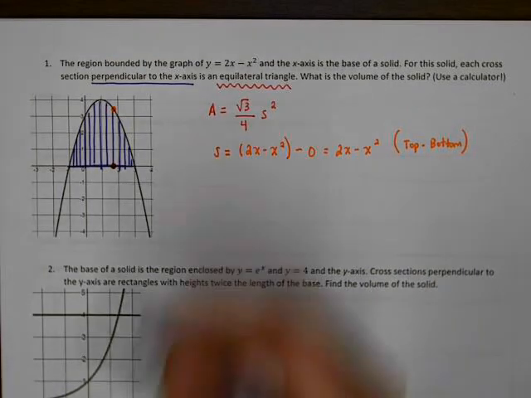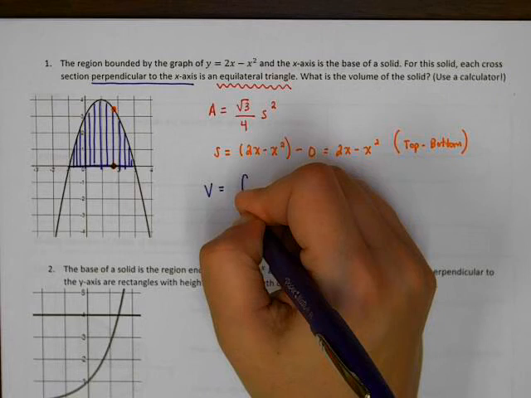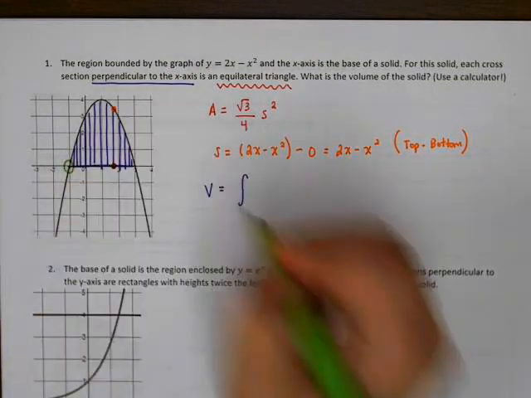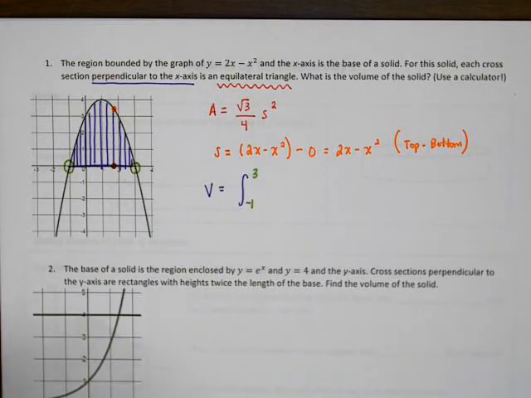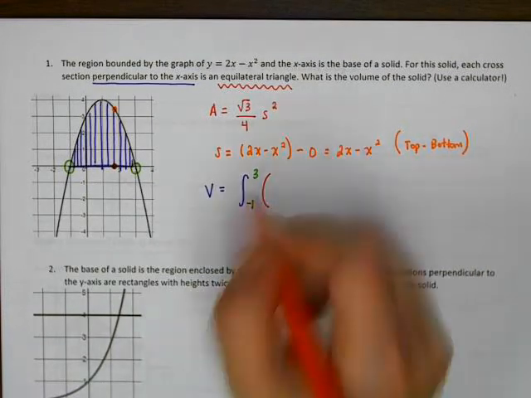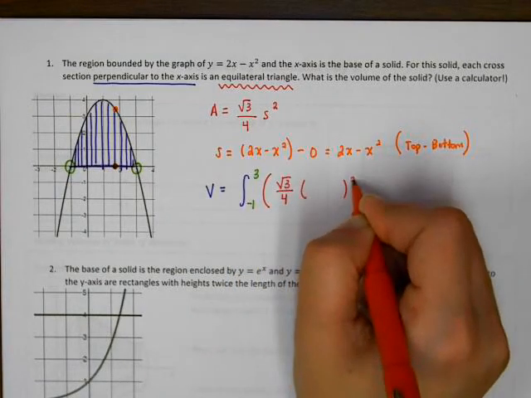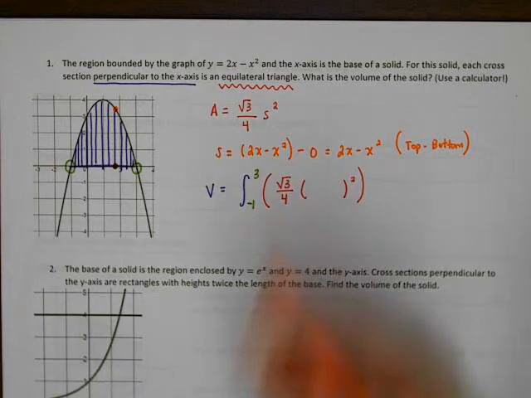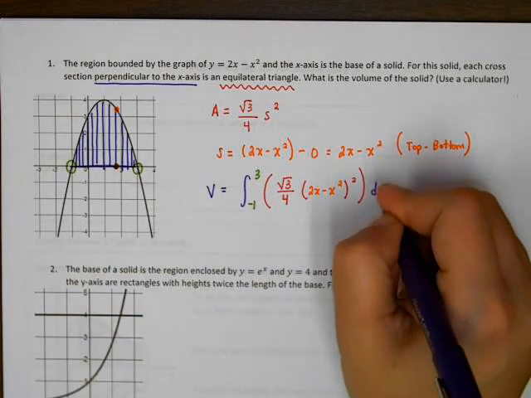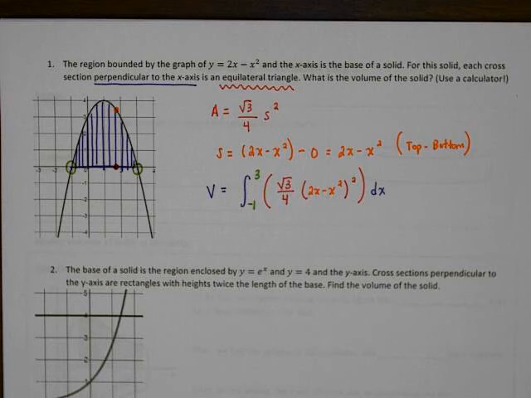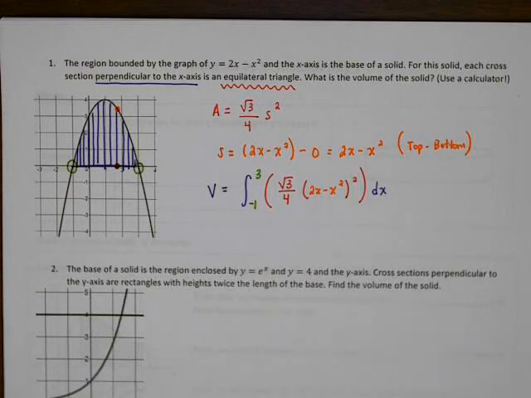Now let's pull it all together. Our volume, so you'll notice I wrote V for volume, would be the integral between the beginning x value, which is -1, and the ending x value, which is 3, of our area formula. Now our area formula is the square root of 3 over 4 times s squared. And we said that s was 2x minus x squared, dx. So all I'm doing is substituting this into here to create this formula. Now, I'm just going to type it in on my calculator.